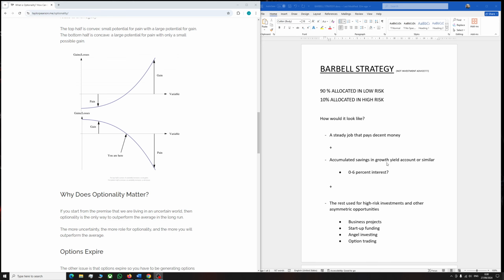So you might be able to put your money in a growth yield account where you can get steady interest for your money, and according to the barbell strategy, you could put most of your accrued savings in that kind of account where your money is secured. And I think, in my personal opinion, growth yield accounts are a very good option because you can get that interest and you can protect your savings from inflation that way.